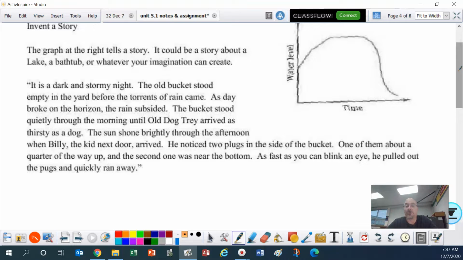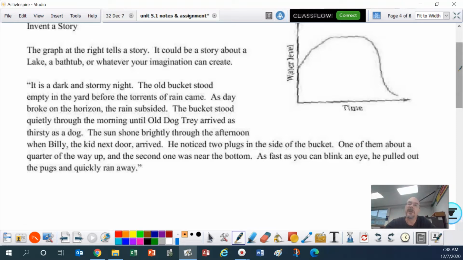It is a dark and stormy night. The cold bucket stood empty in the yard before the torrents of rain came. As day broke on the horizon, the rain subsided. The bucket stood quietly through the morning until old dog Trey arrived, as thirsty as a dog. The sun shone brightly through the afternoon when Billy, the kid next door, arrived. He noticed two plugs in the side of the bucket, one about a quarter of the way up, and the second one near the bottom. As fast as you can blink an eye, he pulled out the plugs and quickly ran away.